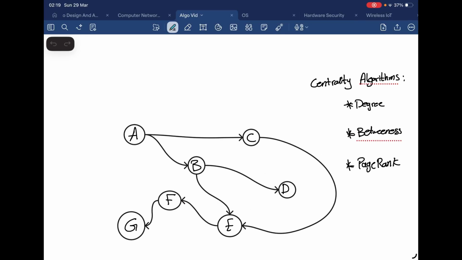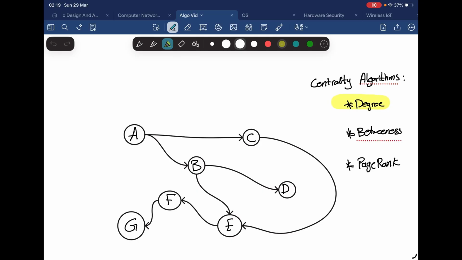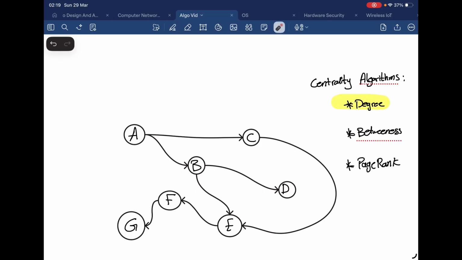The first centrality algorithm we will be discussing is going to be the degree centrality algorithm. This is the simplest centrality measure. It counts the number of connections each node has. For directed graphs, we can distinguish between in degree, which is the number of incoming edges, and out degree, which is the number of outgoing edges.